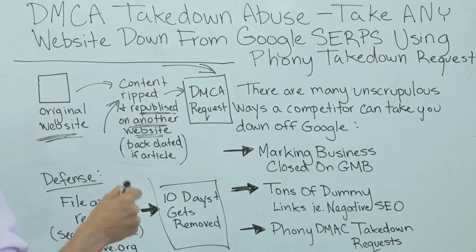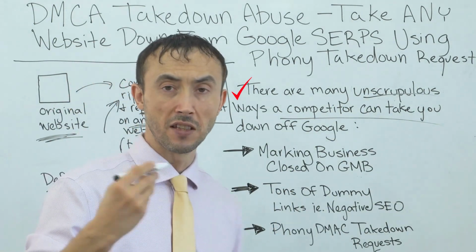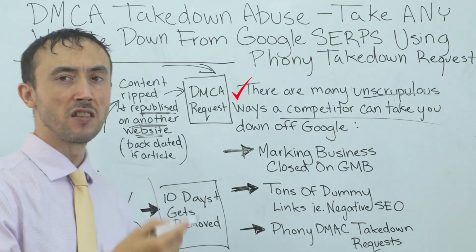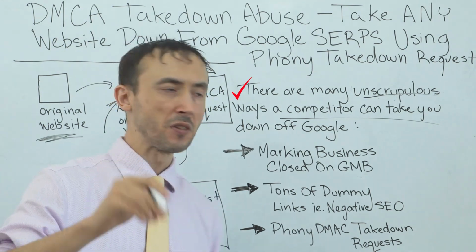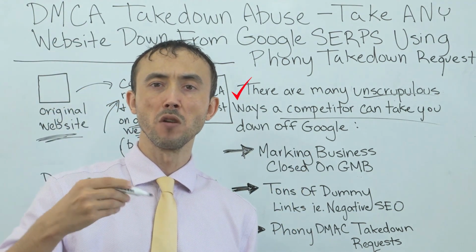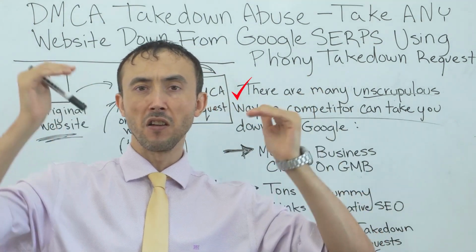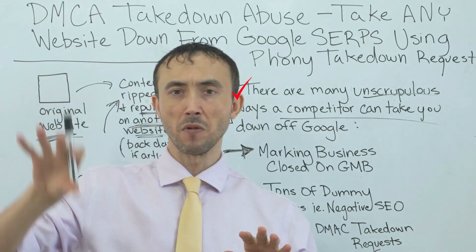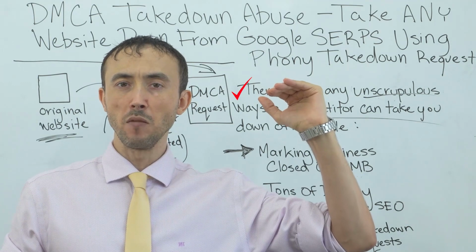But anyway, there's many unscrupulous ways a competitor can take you out just on Google itself. I've seen clients where, in addition to these fake DMCA takedown requests to get our client off of Google, which is why I made this video, I've also had clients that had their business marked as closed on Google My Business. If you mark a business closed enough from different user accounts, your Google My Business listing that pops up when you type in your business name, on the right-hand part of your screen, is going to say you're out of business, and you're naturally not going to show up in the 3-pack anymore.